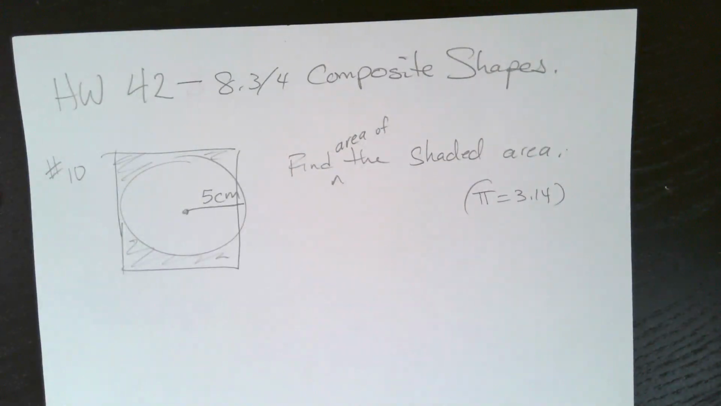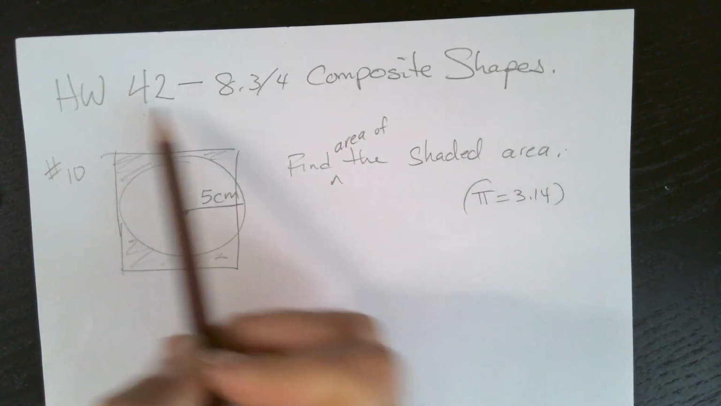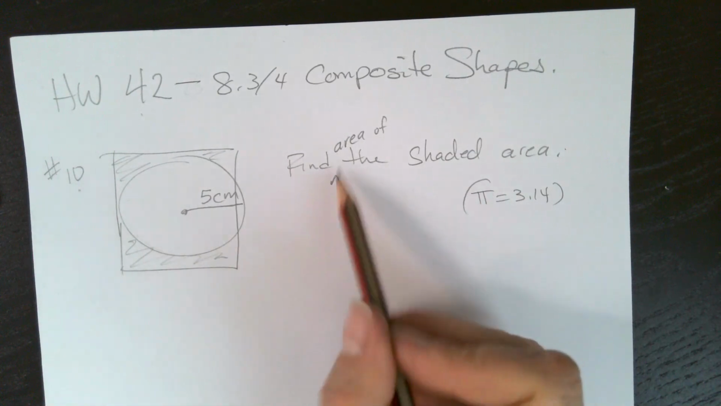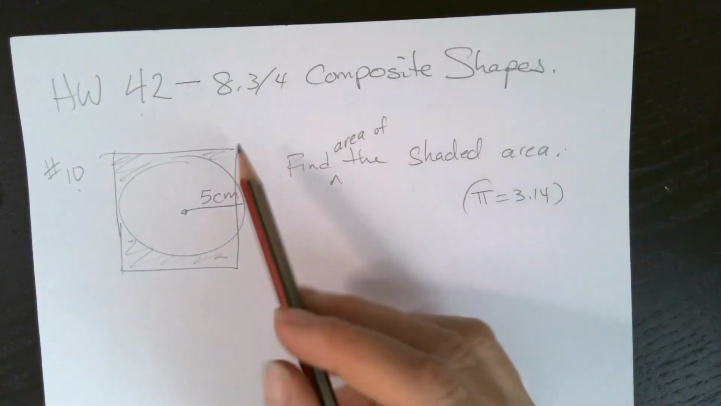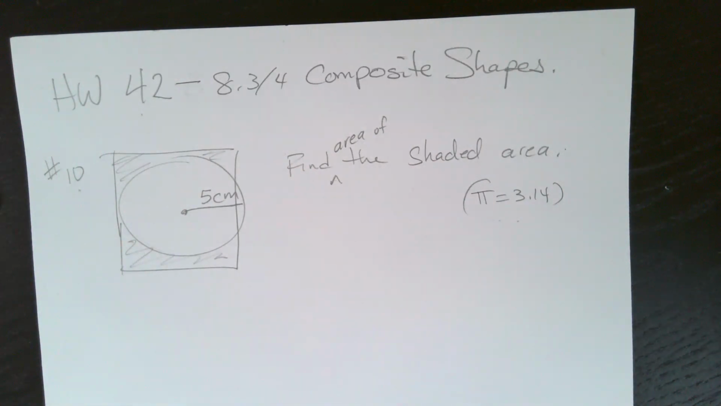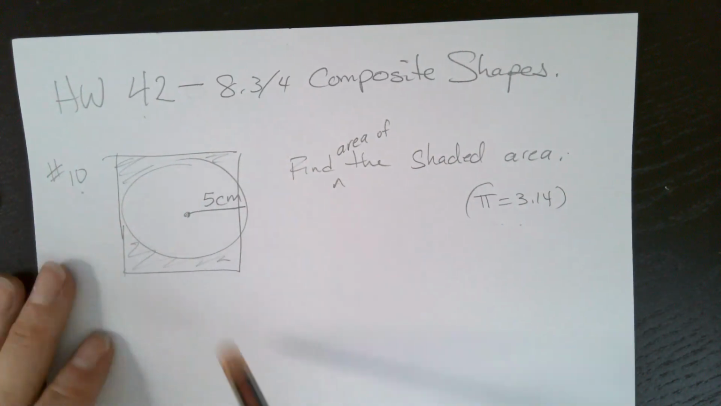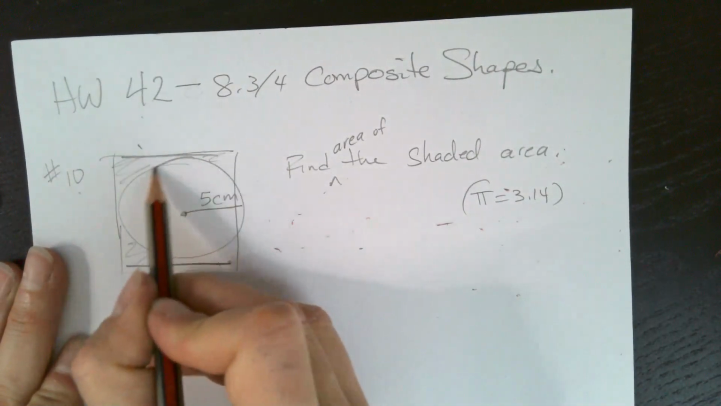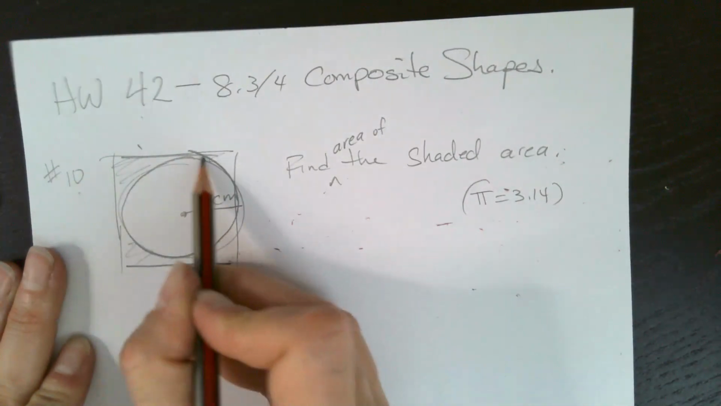In MyMathLab, homework 42, composite shapes, number 10. It has a shape like this, and it says find the area of the shaded part. It says use pi equals 3.14. So first, this actually touches the circle, so it touches.